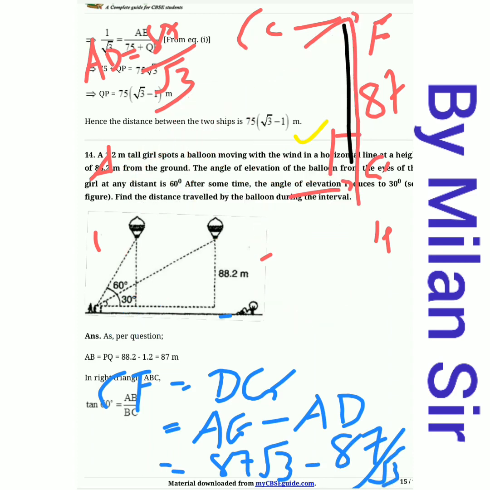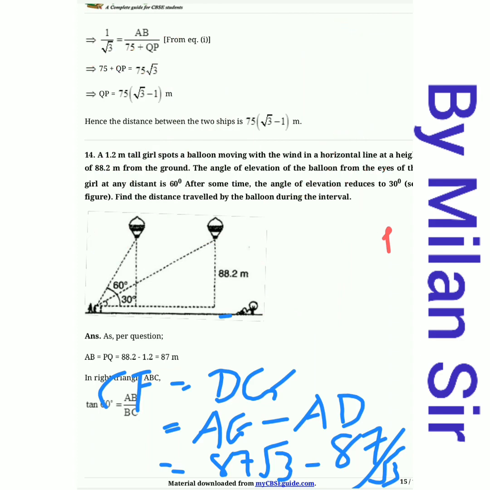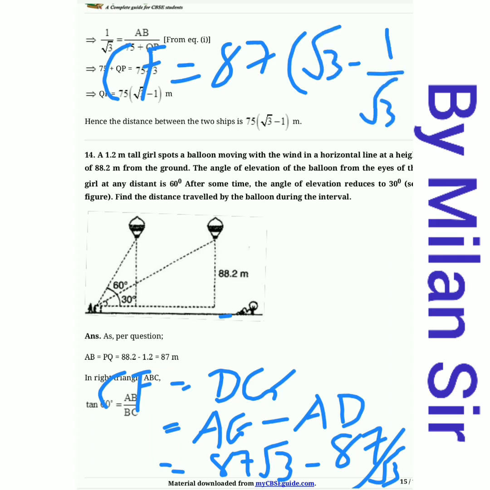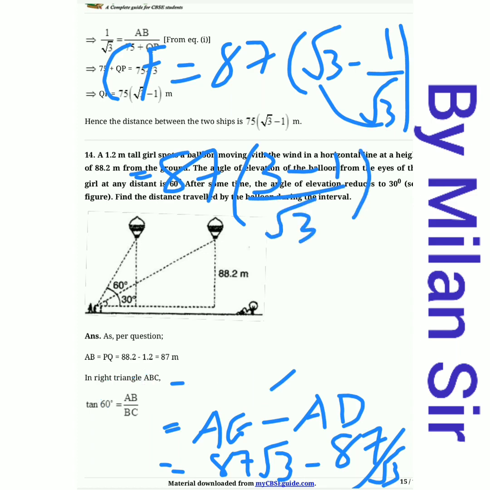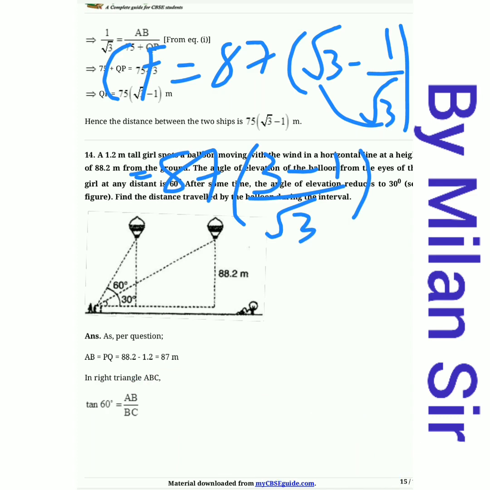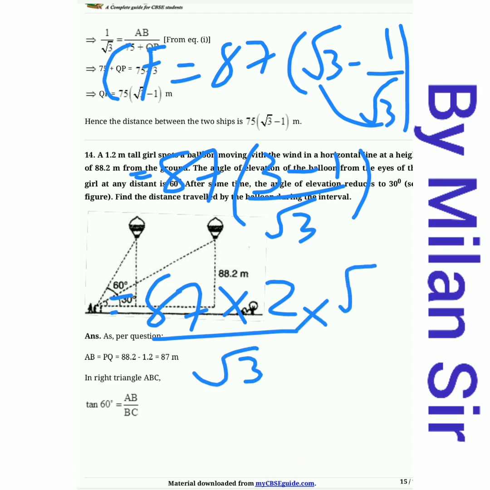Right? Now I rub this. So here 87 is common, then what is remaining? Under root 3 minus 1 upon under root 3. Now take LCM here in bracket. So under root 3 into under root 3 is 3, minus 1 upon under root 3. Right? 3 minus 1, it's 2 upon under root 3. Now in the final answer, under root 3 is in the denominator, so we need to rationalize it. So we multiply and divide by under root 3.